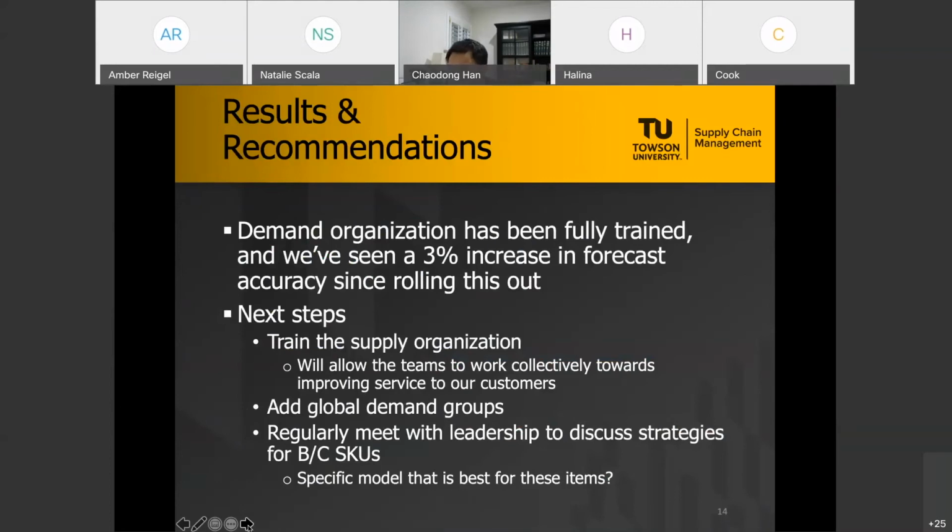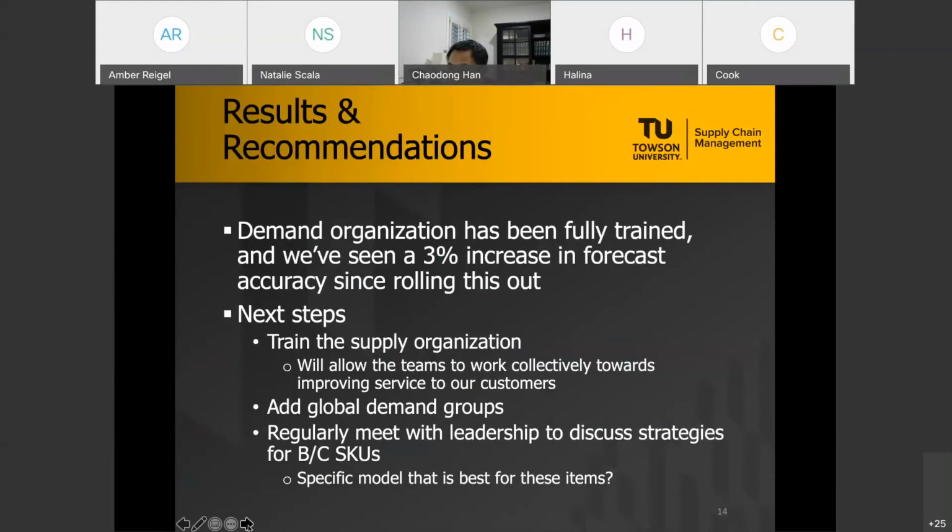So all of the demand planners in our organization have been fully trained on the dashboard: how to use it, how to interpret the data, and how to understand what they're looking at in order to drive those conversations with our other counterparts within supply chain. And so far, we have seen a 3% increase in forecast accuracy since rolling this out.